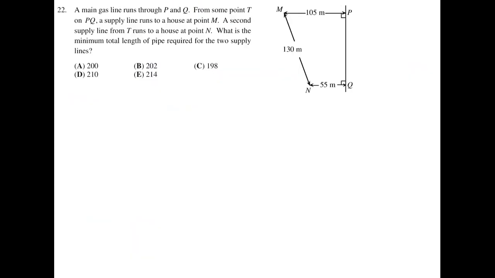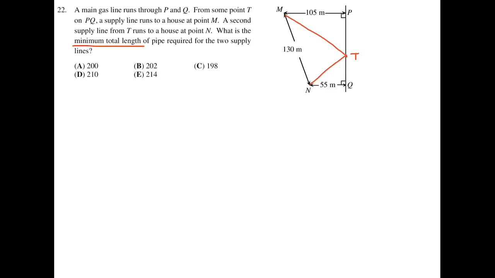A main gas line runs from P to Q. From some point T on PQ, so let's say it's here, a supply line runs to a house at point M and to a house at point N. What is the minimum total length of pipe required for the two supply lines? All right. So basically, what is the minimum total length of this red line segment that I wrote?